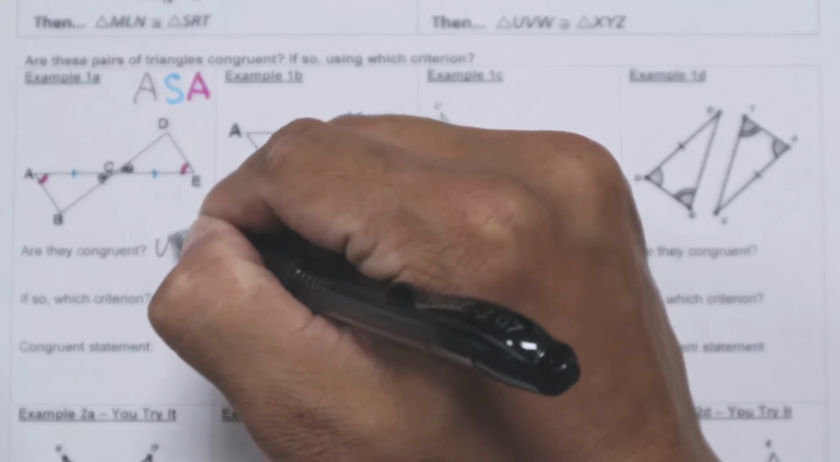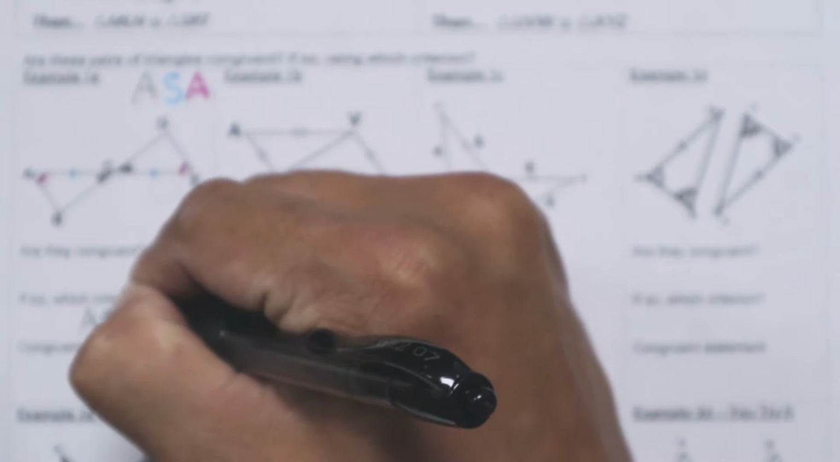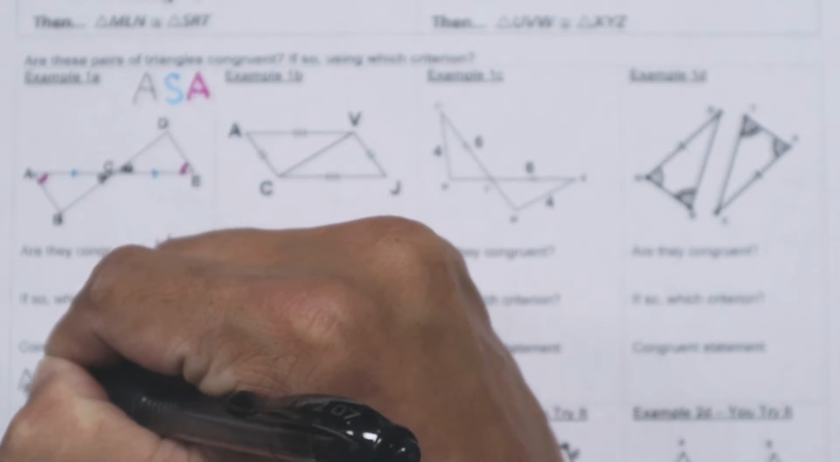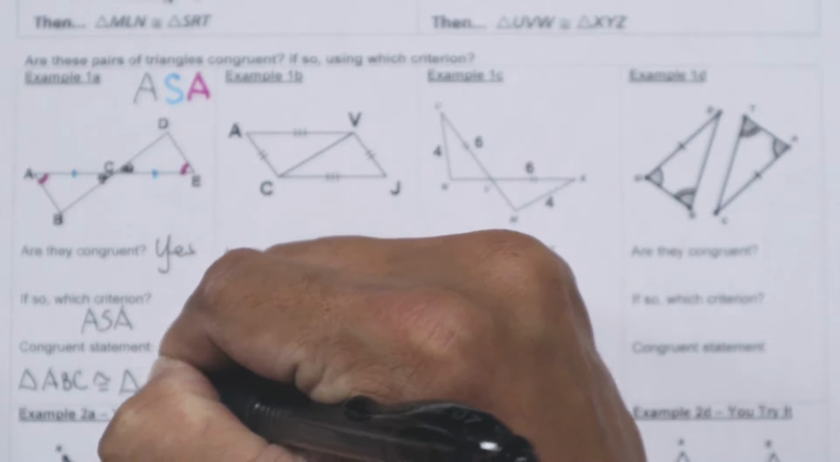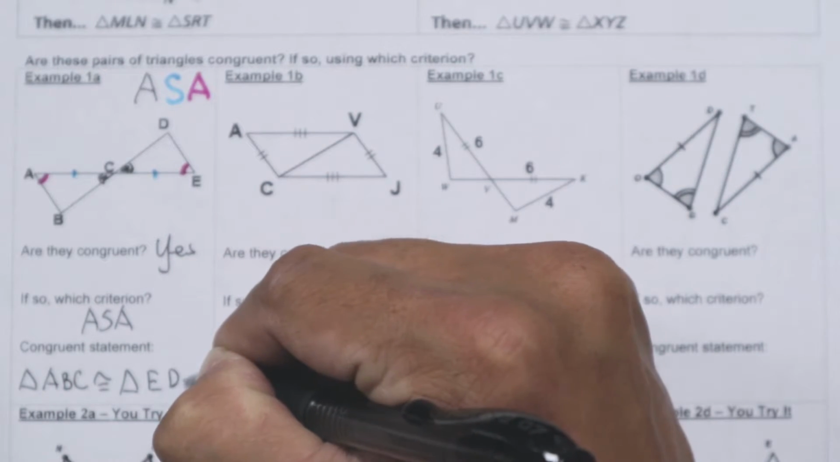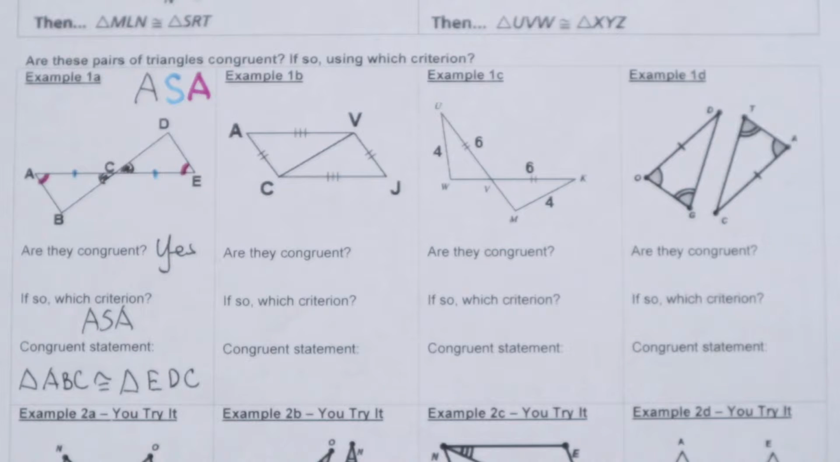So are they congruent? Yes. And it's by ASA. And therefore, we can write the congruent statement. Triangle ABC is congruent to triangle EDC. In example 1B, very similarly, we're going to highlight some given information first.